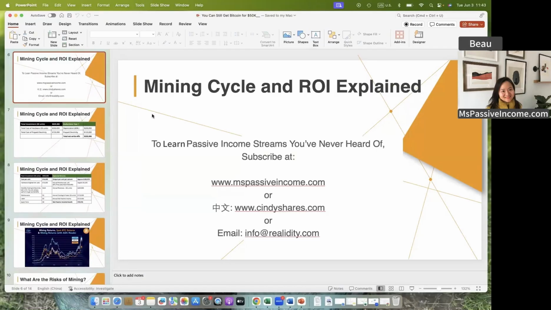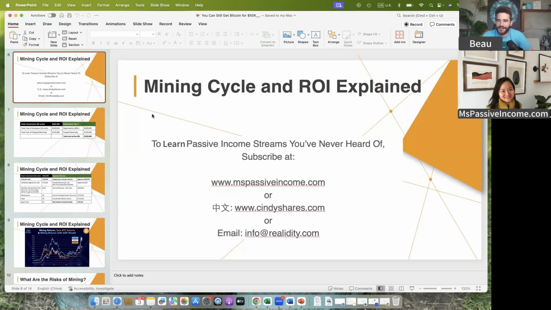Okay. What's the return? I guess Bitcoin is a special asset, a special asset class. So maybe tied to that, you have to explain what a mining cycle is and then explain the return.